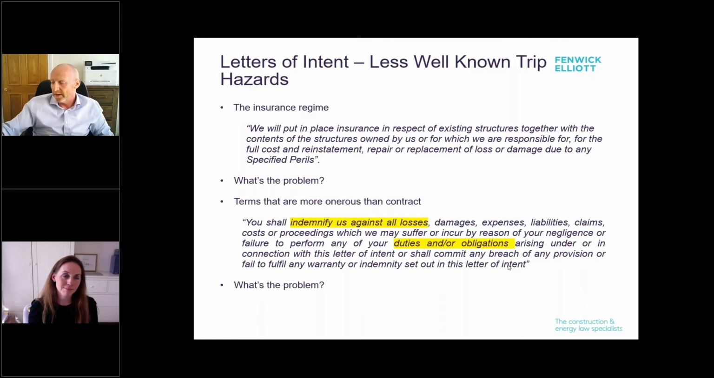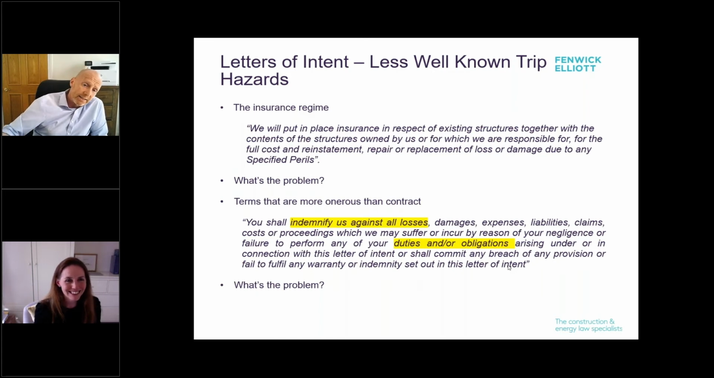Always bear in mind that a letter of intent certainly should be no more onerous than the contract I've priced, should it? But sometimes you'll see bits in there that actually make it far worse for you. So any lawyer will tell you whenever you see the word indemnify, you should circle it with a big red pen. And this is another extract from a letter of intent that says exactly that. You'll indemnify us for any breach of contract.